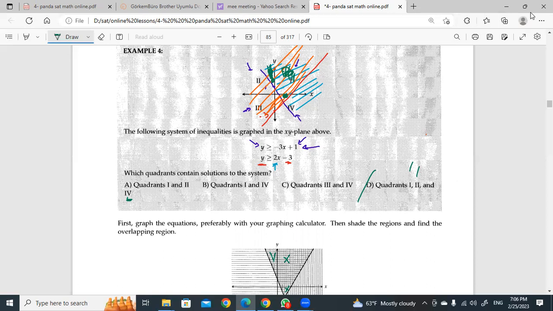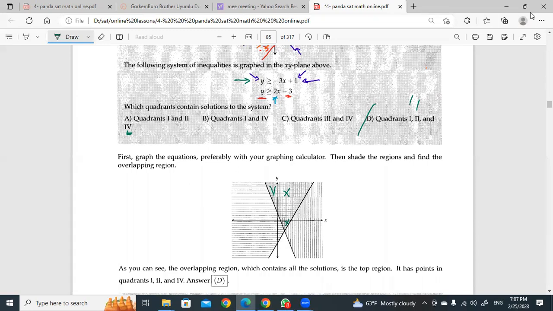Any questions? Just one question. What does he mean by which quadrant contains the solution to the system? Okay, I have the first inequality, right? I draw the line. The line is falling down, and it will cut the y-axis at +1. This is the +1, okay? This point. And the line is falling down.